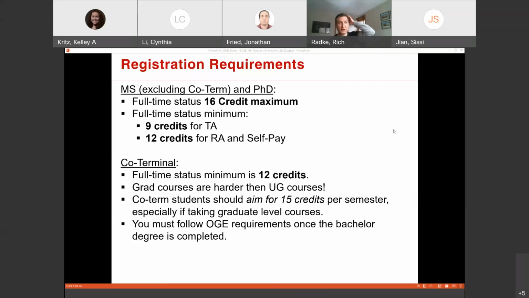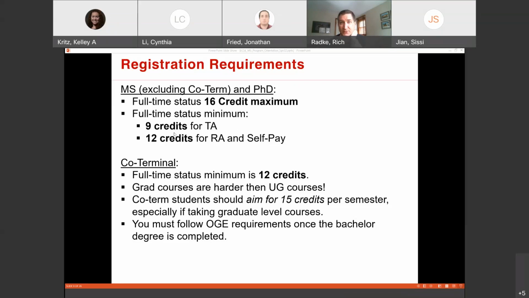The requirements are more or less the same, but let me just say that if you are not a coterm, basically you have to take at least 9 credits if you're a TA and at least 12 credits if you're an RA or if you're a self-paying student, and you can take at most 16 credits. So it's important to stay within these boundaries. And it's extremely important, as we'll talk about in a minute, not to drop below these minimums.